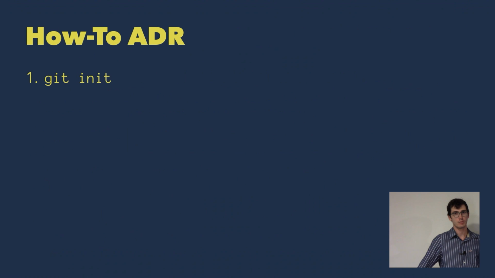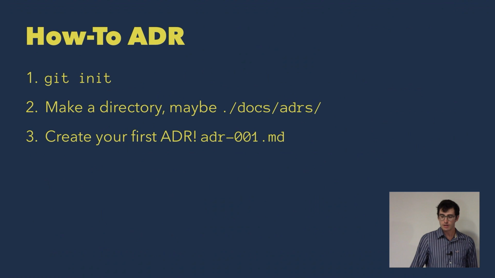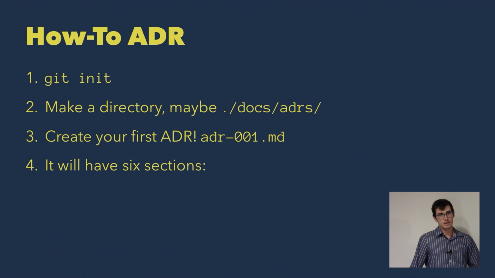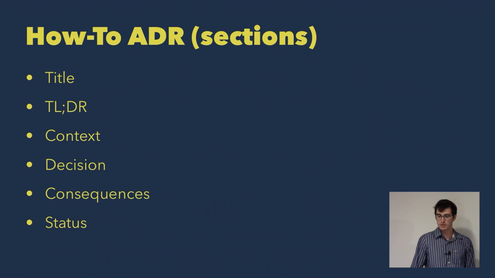First, git init. We want to put this stuff in version control. Even though I said it's not going to change, you still want a centralized place for people to review it. And you also want people that are not developers to be able to look at it too. So we're going to make a directory like docs, ADRs, and we're going to make it a markdown file so that we can render it into something that looks nice. And we're going to name it ADR-001. That's going to be the first ADR. And we'll give it 6 sections. This is just what I think is a good idea, but you're welcome to put whatever sections you want in. So these are the sections: there's a title, TLDR, context, decision, consequences, and status.